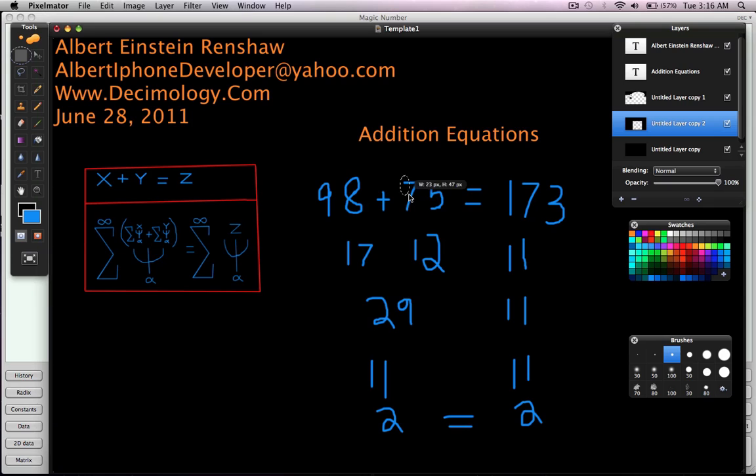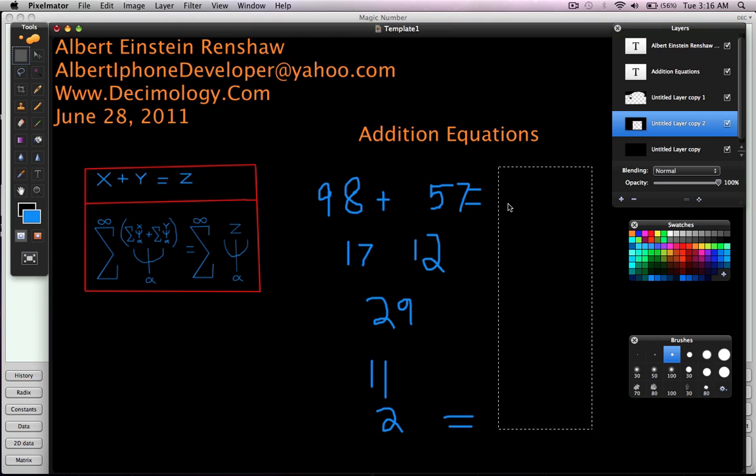if I were to rearrange these numbers, like perhaps change the 75 to a 57, right? Then I still get 17 and 12, which still gets me 29, which still gets me 11, which still gets me 2. But I don't have 173 anymore. I actually now have 98 plus 57, which is 155. I'm sorry, 153. No, 155. I did that right.